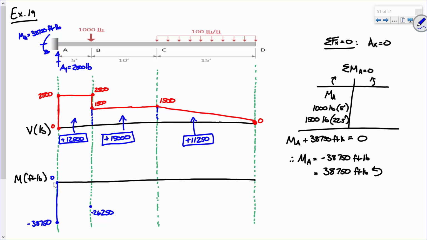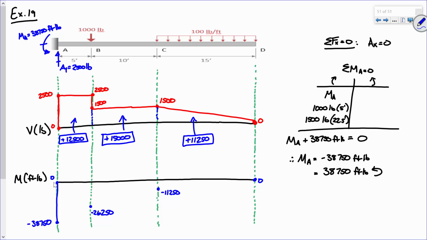If I'm at negative 26,250, and I go up 15 grand, what's that put me at? And then if I'm here and I go up, that's going to bring me back to 0, right? So obviously, this moment had to start off negative. It couldn't start off positive. Make sense?